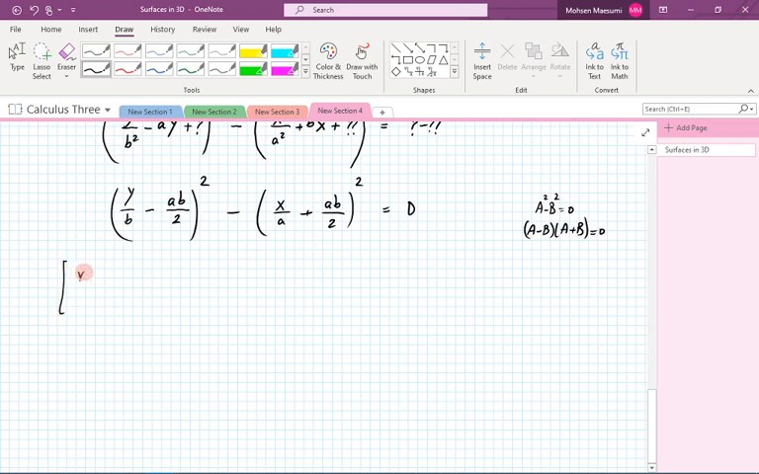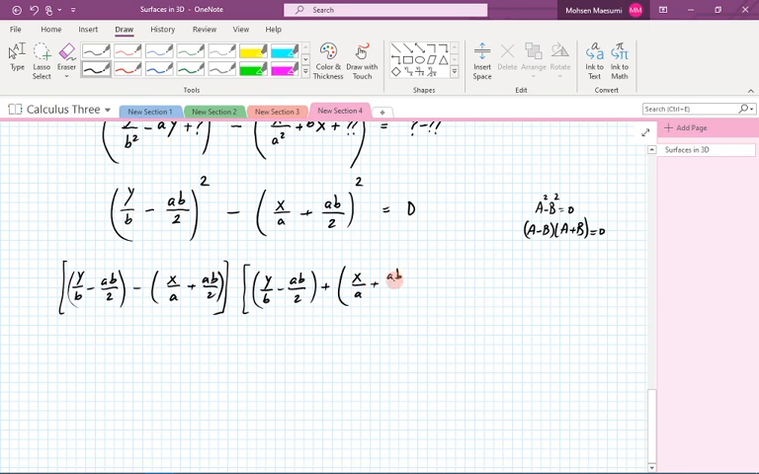It becomes y over b minus ab over 2, then subtract the other one from it, minus x over a plus ab over 2. So this is one factor, and the other factor is the sum of these two. So it's going to be y over b minus ab over 2. That's the first expression. And then the second expression, x over a plus ab over 2.